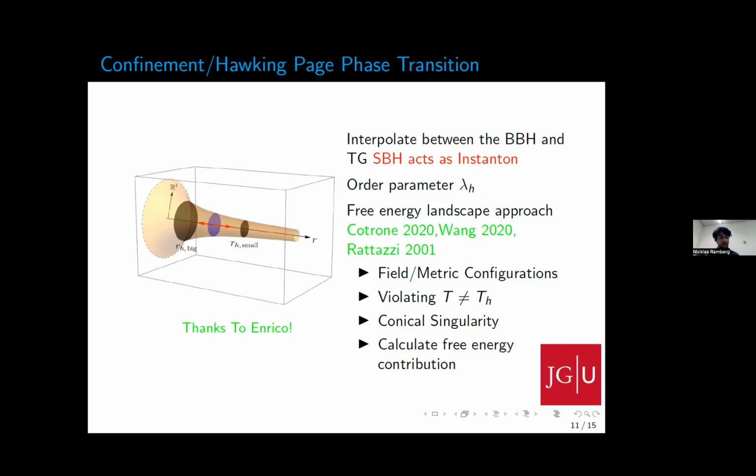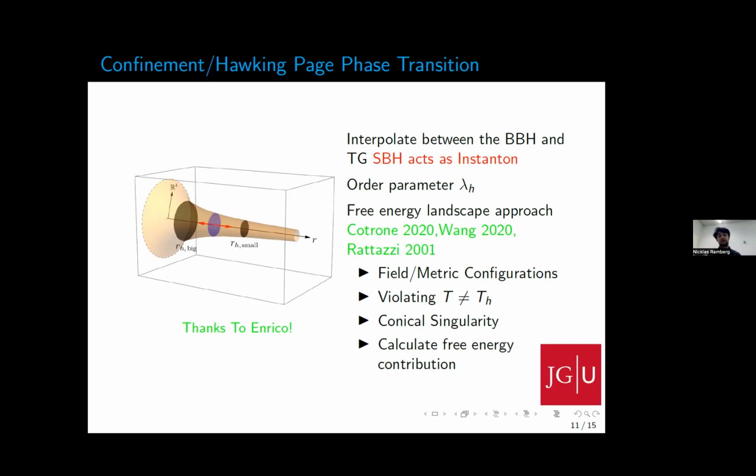However, how we do this in practice is that you construct field and metric configurations for the associated solutions to the Einstein equations. However, you do realize one thing when you do this: you end up violating the regularity condition of the black hole, aka the temperature of the surrounding thermal gas is no longer necessarily equal to the temperature of the black hole. And what happens when you do this is that you develop a conical singularity.